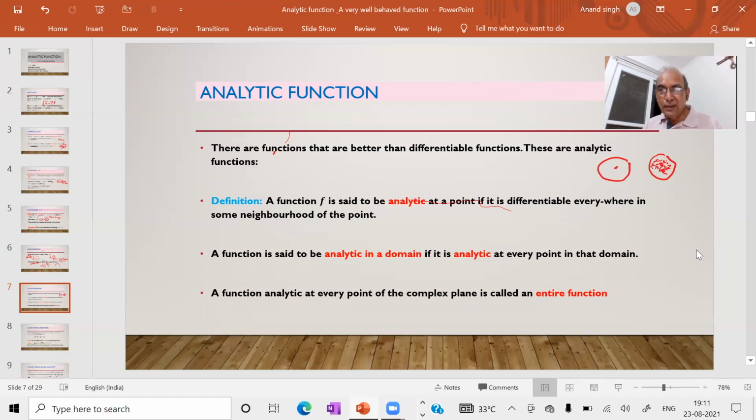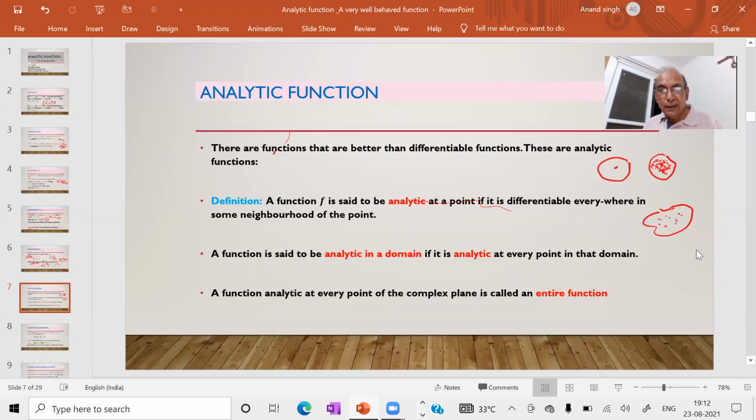And obviously, analyticity implies differentiability. Differentiability will not imply analyticity. A function is said to be analytic in a domain if it is analytic at every point of the domain. So if you have some domain and I say it is analytic in this domain, it means it is analytic at every point of that domain.